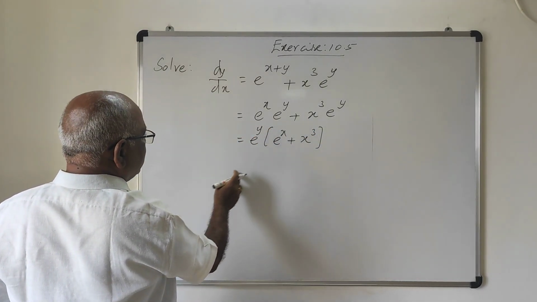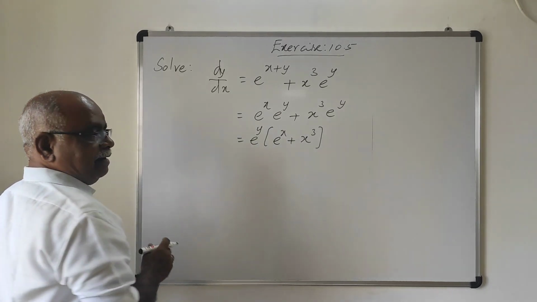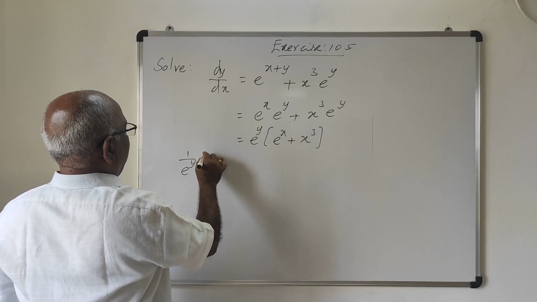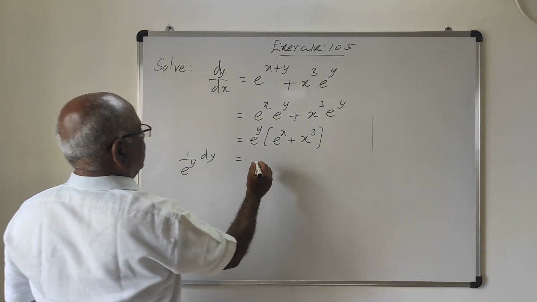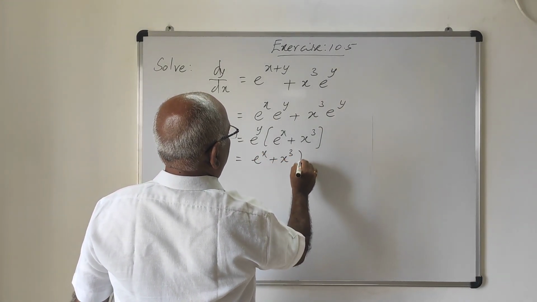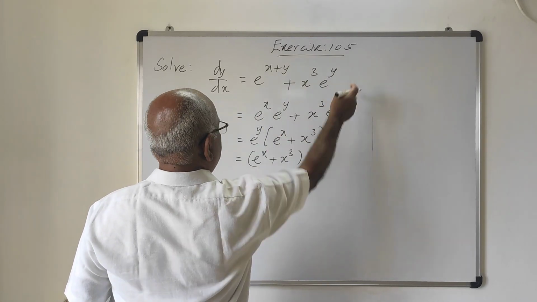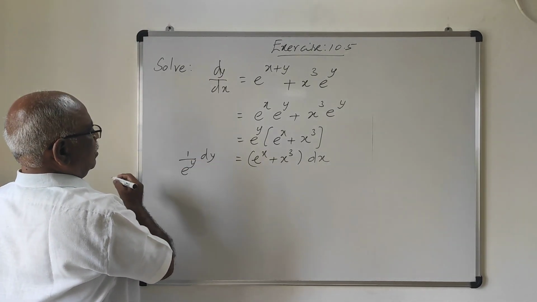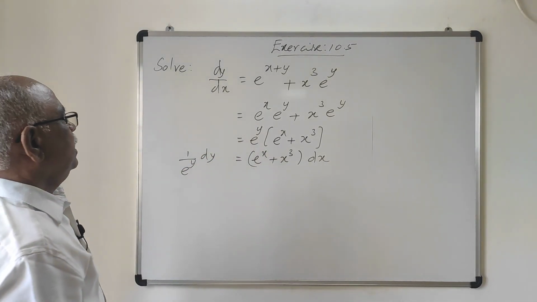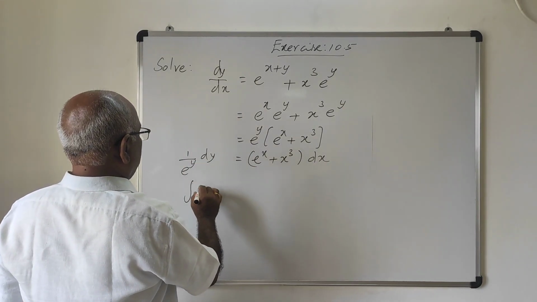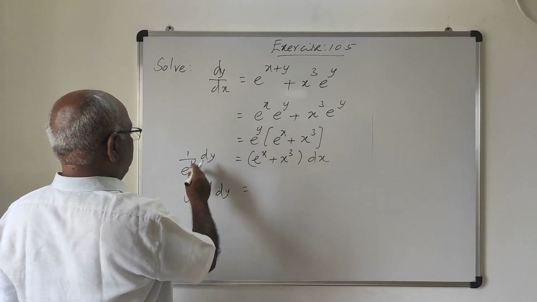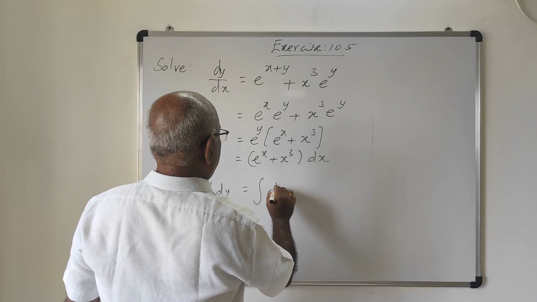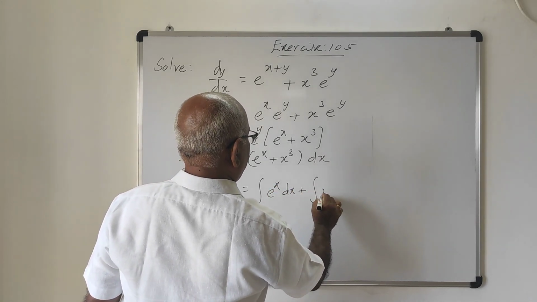Now you bring this e power y to the left hand side. It becomes 1 by e power y, and already dy is on the left hand side. Here we have e power x plus x cube into dx. This dx you bring to the right hand side. So now the variables are separated. Now we have to integrate both sides. 1 by e power y I can express as e power minus y dy, and this is integral e power x dx plus integral x cube dx.